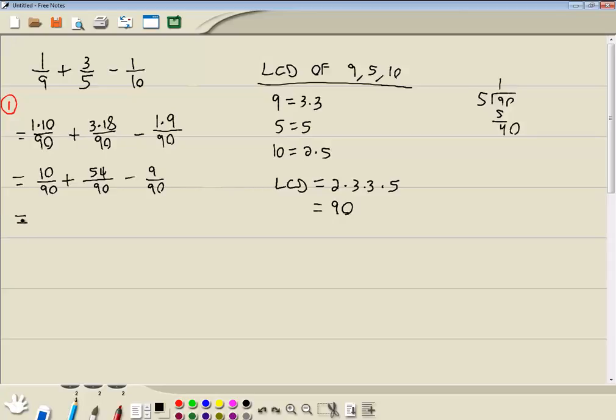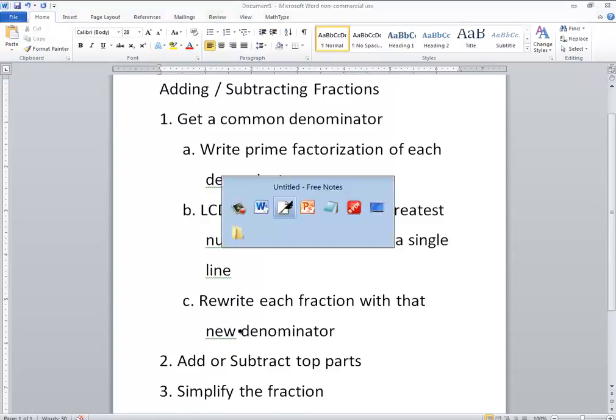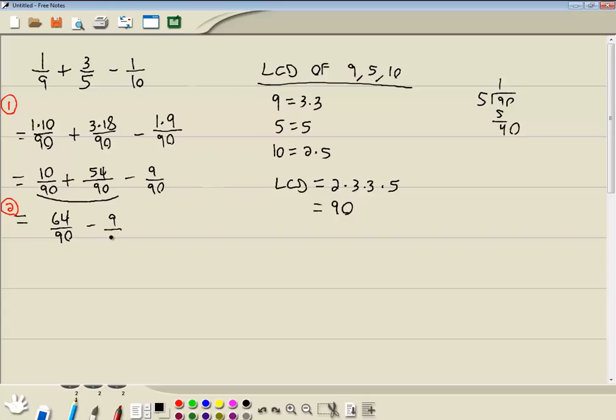Now, typically, order of operations, when you've got multiple items to perform in any kind of algebraic expression, in terms of addition and subtraction, you do it from left to right. So first, addition or subtraction from left to right is right here. 10 plus 54 gives us 64 over 90. We add or subtract top parts. That's step 2. Minus 9 over 90. And we still have some more combining to do. 64 minus 9 is 55 over 90.